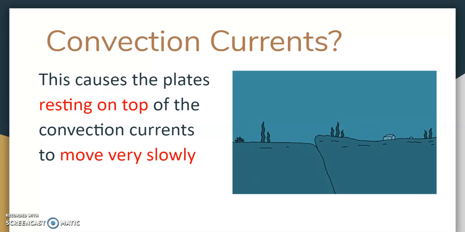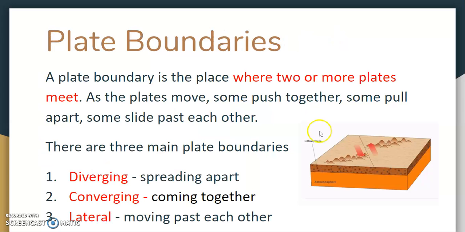So this actually causes the plates that are resting on top of the convection currents to shift. And sometimes they hit each other. And sometimes they make new mountains. Like that, right there. Plate boundaries.